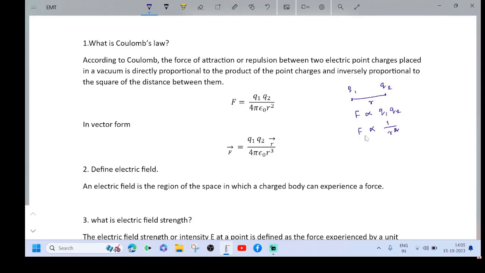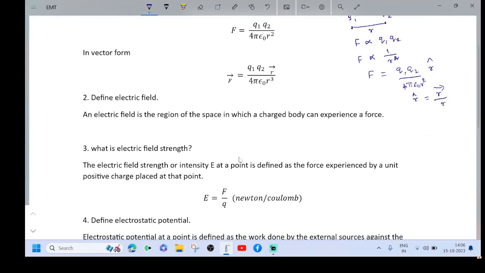If you want to present the same in the vector form, you may write F equal to Q1 Q2 divided by 4 pi epsilon naught r square into r cap. R cap equal to vector r divided by scalar r. Then in vector form, vector F is equal to Q1 Q2 vector r divided by 4 pi epsilon naught r cube. See the second question.